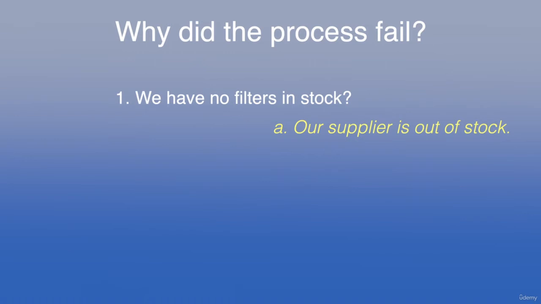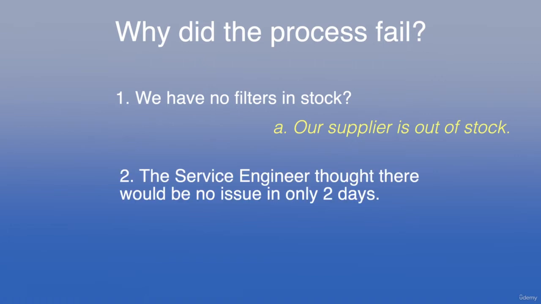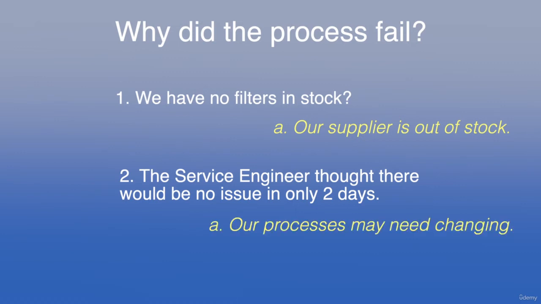When we ask the question, why did the process fail? We also got an answer that the service engineer did not think this issue would arise as quickly as it did, and as such did not inform his line manager of a potential issue relating to the lack of a new filter. Perhaps our service engineer was trained to only escalate items he thought would become a problem. In which case we have both a supplier issue that hopefully will be solved 2 days from now, and we have a possible process issue that we need to change to ensure that somebody's subjective opinion will no longer hide potential problems.